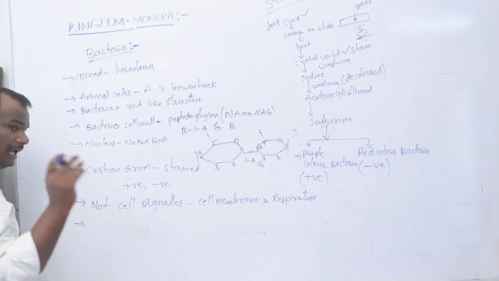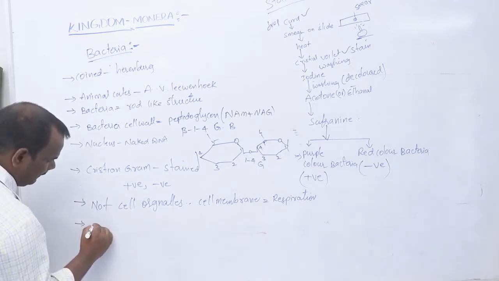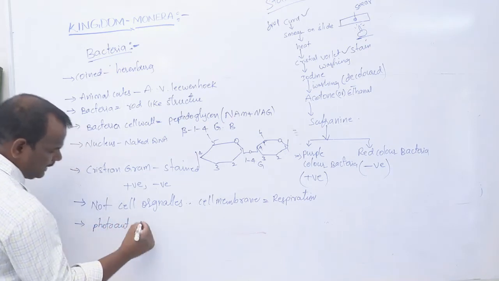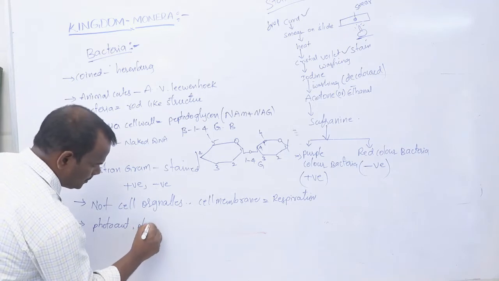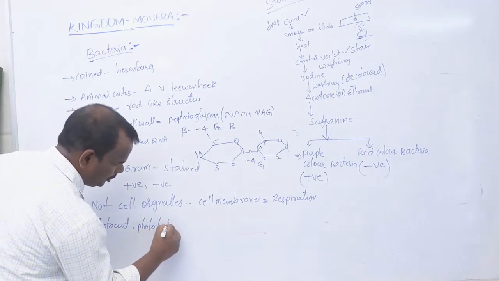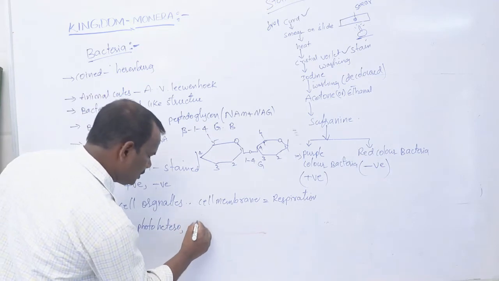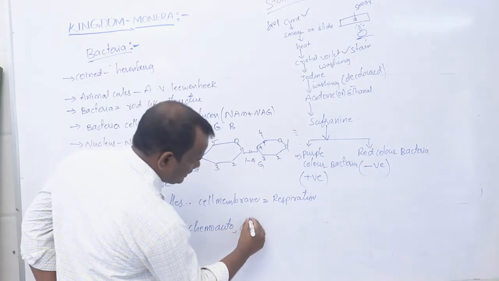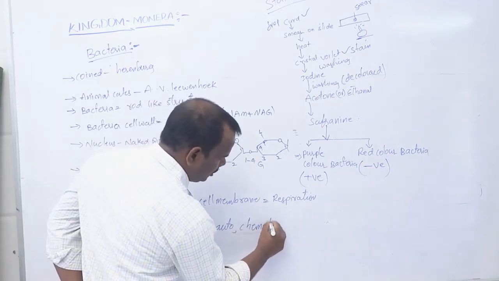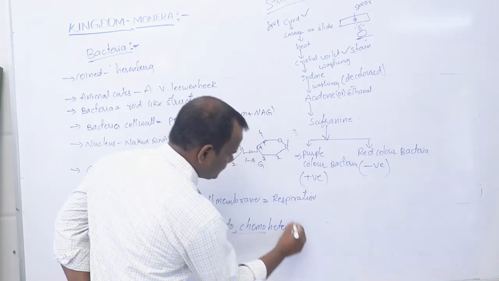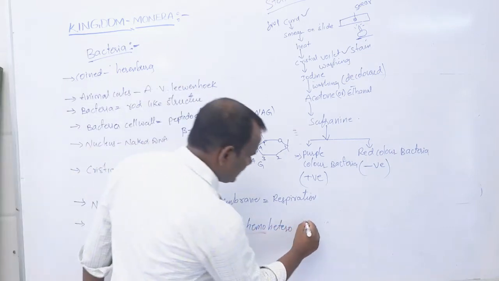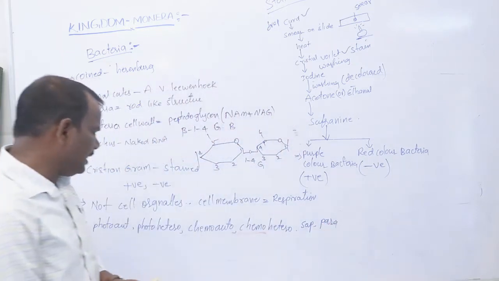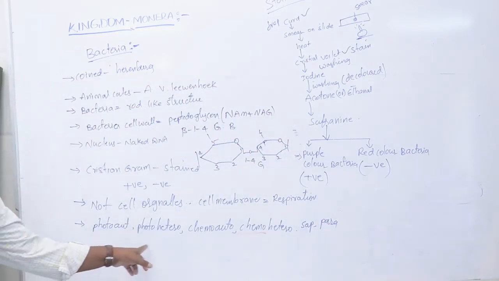What are the types of nutrition? One is photoautotrophs, next photoheterotrophs, next chemoautotrophs, next chemoheterotrophs, and then saprophytes as well as parasites. So these are the modes of nutrition in bacteria.